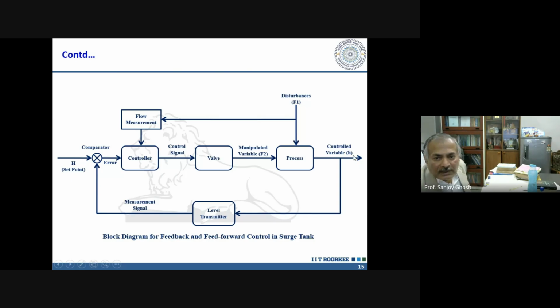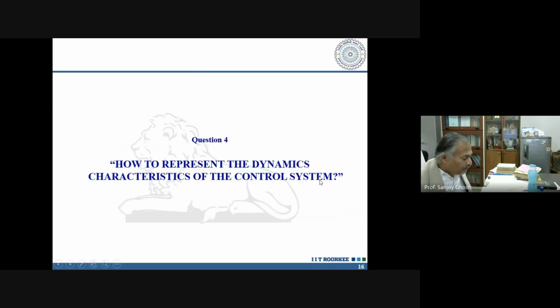The process here is ultimately height control. So this is this. Okay. So the block diagram you have understood. Now, how to do this execution, how to represent the dynamic characteristics of the control system, because this is not a static one, it has dynamic characteristics.